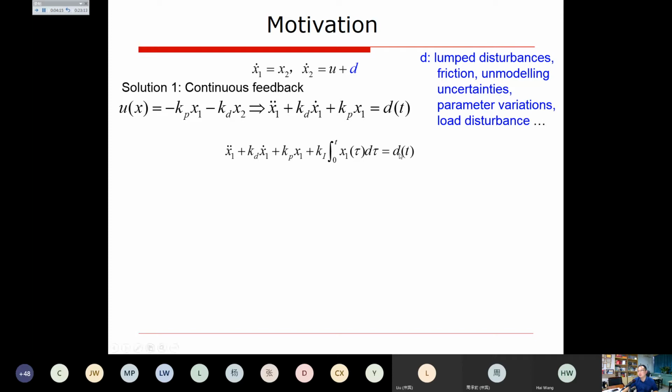For example, if the disturbance is a periodic disturbance like A sine omega t, right? As time goes to infinity, according to the frequency theory, x1 in the steady state will converge to B sine omega t. They have the same frequency, and you can see they just vibrate around the steady value. In this case, still you cannot have a good enough performance, especially for robot control. For many high precision control systems, it's not enough.